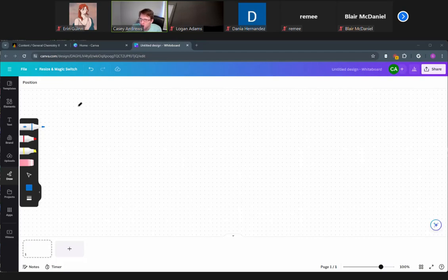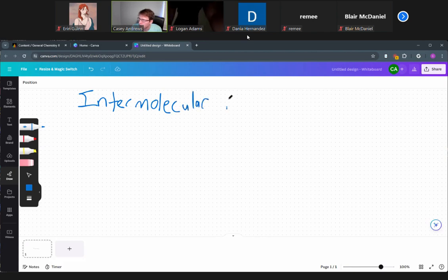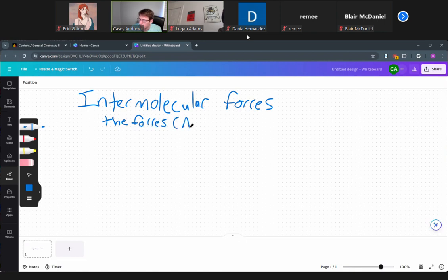are intermolecular forces, right? And so going along with we're learning a language, if I was going to translate this, the forces, these are usually attractive. The attractive forces between molecules.